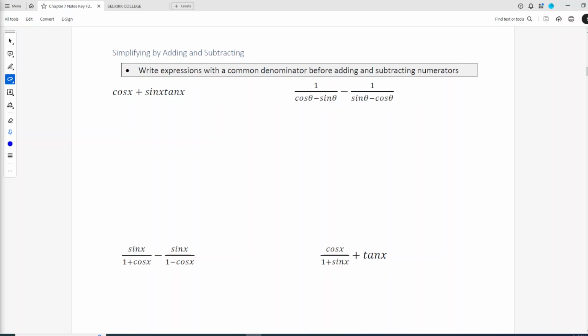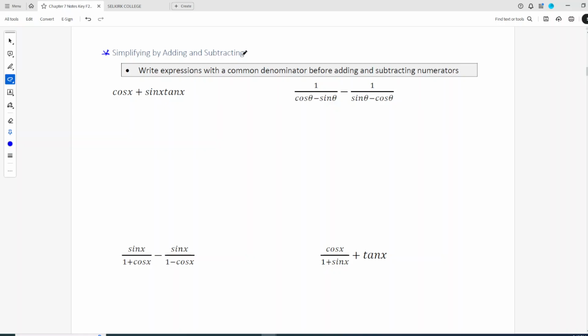Because I really believe that if we go slow with lesson one, lesson two is going to be a breeze, because lesson two is nothing new. It's just all of this in a question with a goal. So, next video, we're going to learn how to simplify by adding and subtracting.